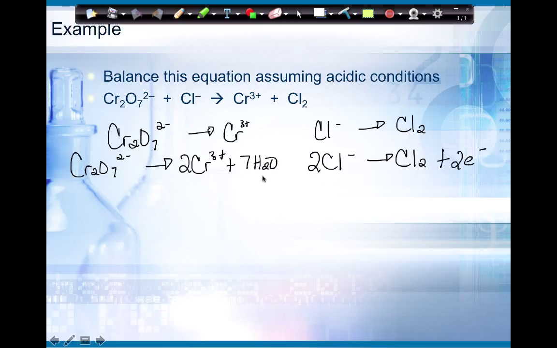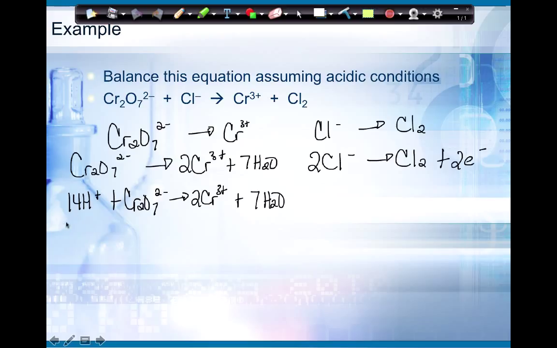Now I've got hydrogen on one side and I don't have it on the other side, so I'm going to add hydrogen ions to fix that. So I've got 7 times 2, that's 14. I'm going to need to add 14 hydrogen ions to this side. All right, so now I've got hydrogens balanced, oxygens balanced.